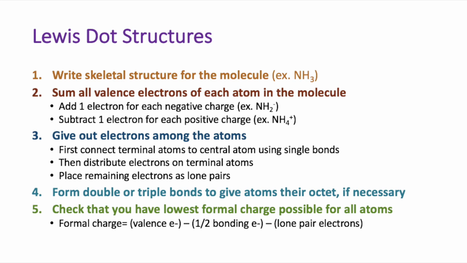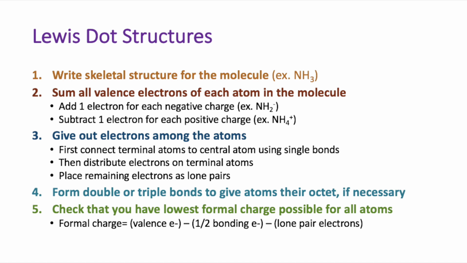First, you will want to draw the skeletal structure for the molecule. For example, ammonia would be NH3. Next, sum all valence electrons of each atom in the molecule. If the molecule has a charge, always add 1 electron for each negative charge and subtract 1 electron for each positive charge. Now it's time to distribute electrons among the atoms.